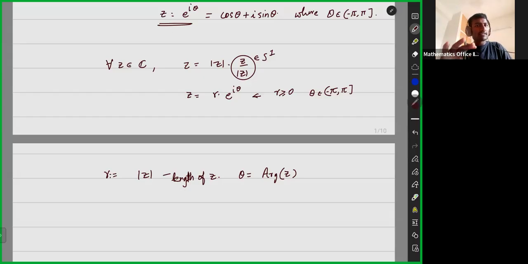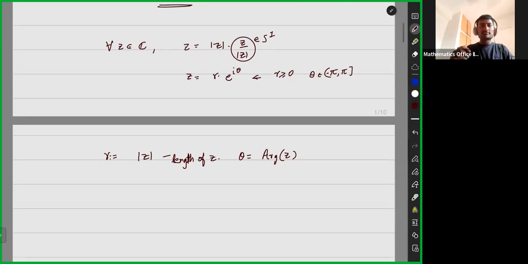After identification of complex numbers with the plane R2, every complex number can be understood as a vector inside R2. In that notation, we call it the length of the vector. So the same thing I'm repeating here: mod z is called the length of z, and theta is called the argument of z, and it is not well defined.